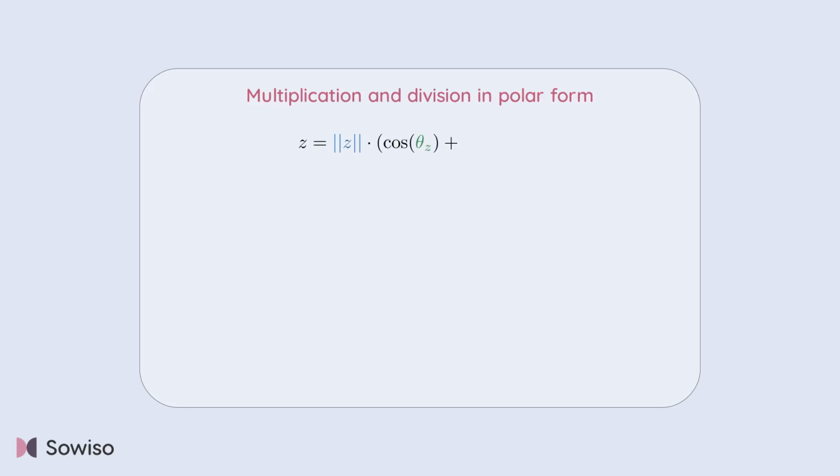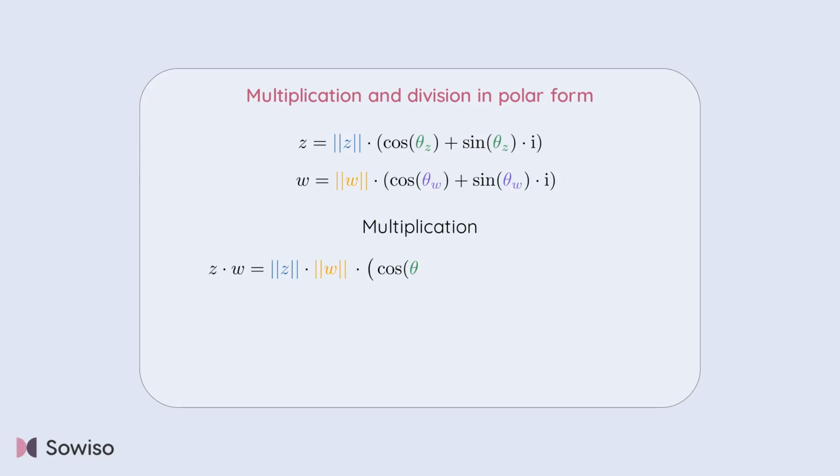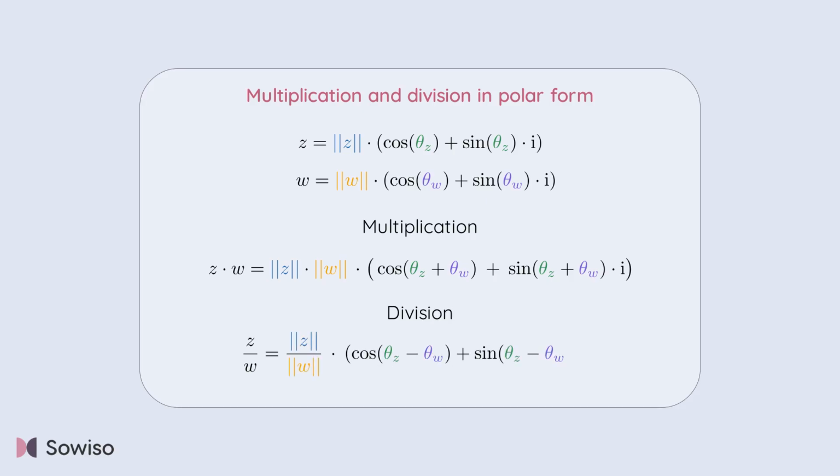Consider two complex numbers, z and w, in polar form. Their product is given by the product of their magnitudes, and the sum of the cosine and the sine of the added angles. Similarly, their division is given by the division of their magnitudes, multiplied by the sum of the cosine and the sine of the subtracted angles.